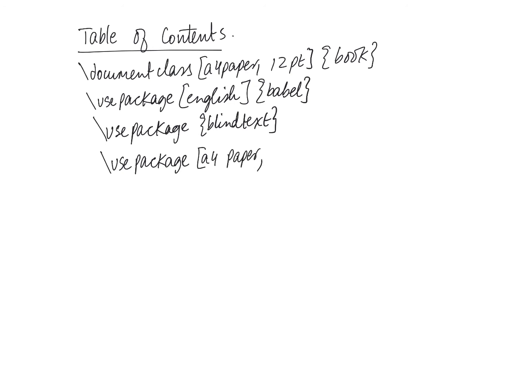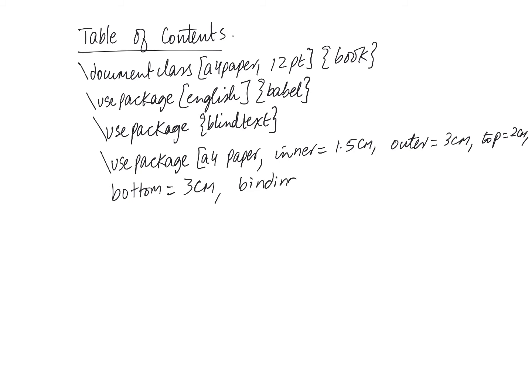A4 paper, inner 1.5 cm, outer 3 cm, top 2 cm, bottom 3 cm, binding offset 1 cm, and all of this is in the geometry package. Begin document.